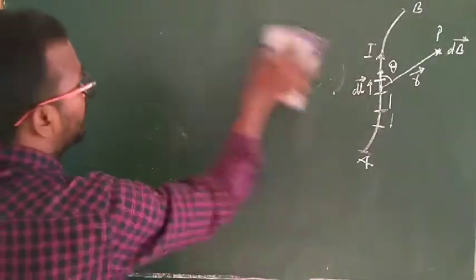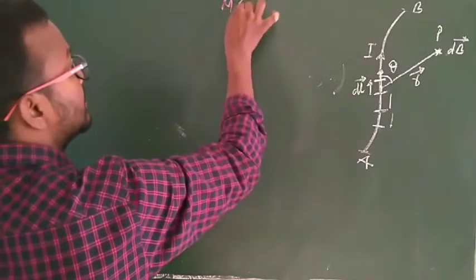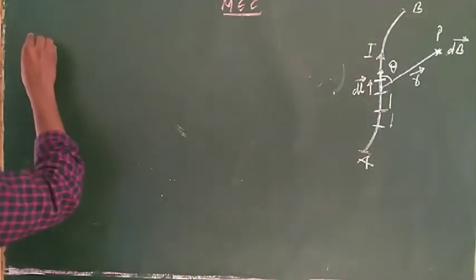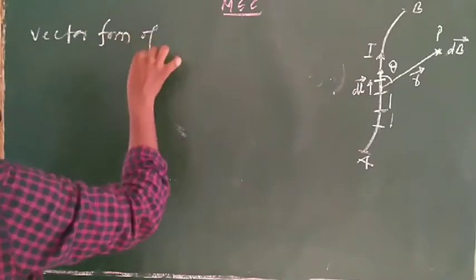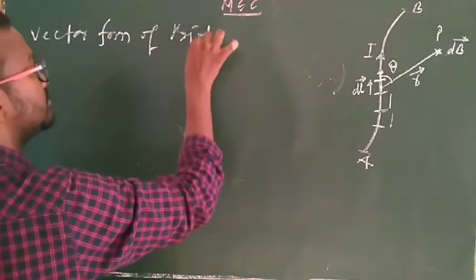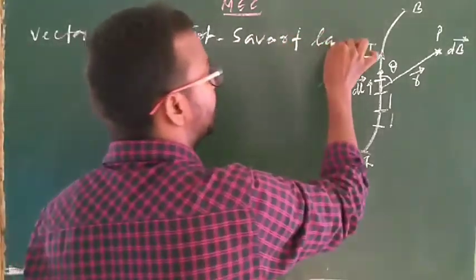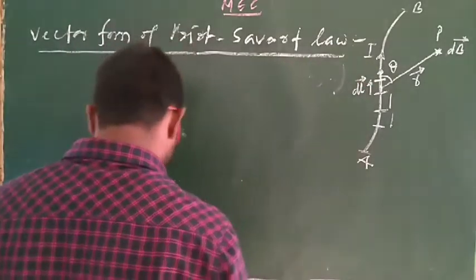Vector form of Biot Savart law. So what is the vector form of Biot Savart law?